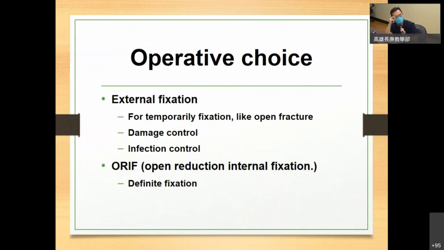There are two operation choices. The first is external fixation. The external fixation is for temporary fixation, if we use it for an open fracture, or for damage control or infection control.